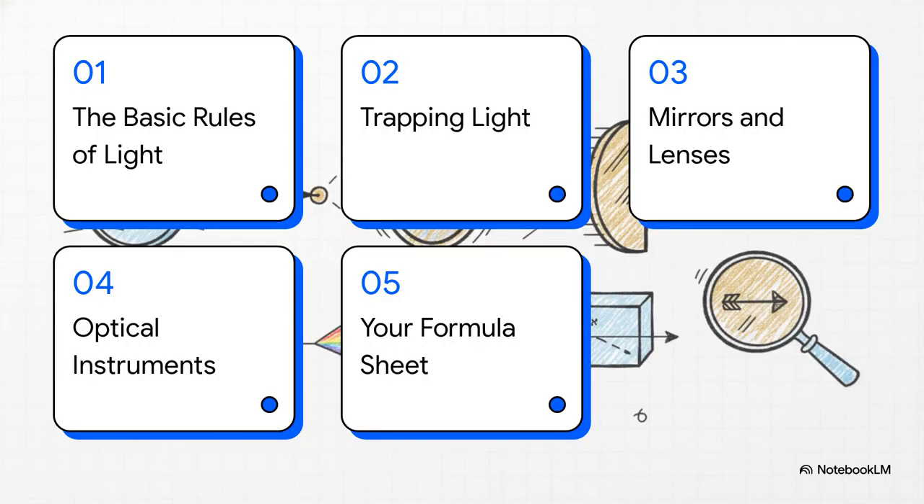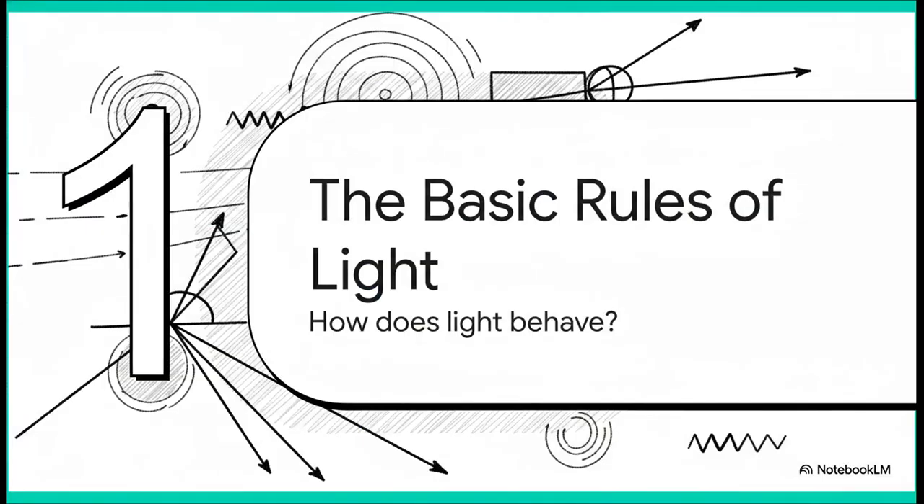So here's our game plan. We're going to start with the two absolute fundamentals, the laws of reflection and refraction. Then we'll get into a really cool trick called total internal reflection, basically how to trap light. From there, we'll master the math for mirrors and lenses, use that to build things like microscopes, and then at the end, we'll put it all together in a handy formula sheet that'll make you an optics pro. Okay, let's just dive right in.